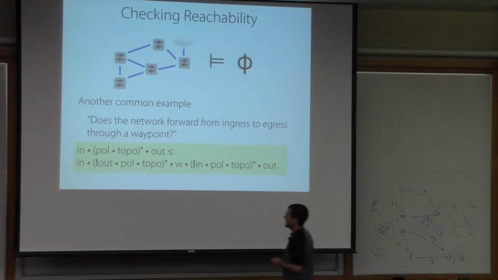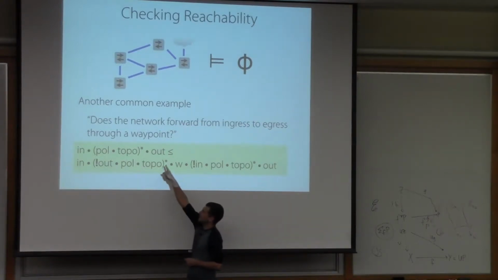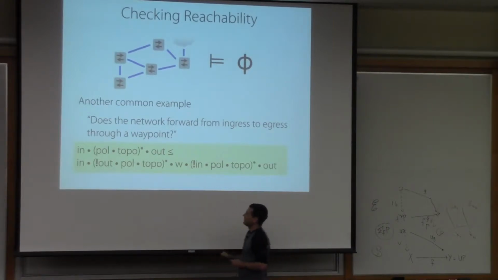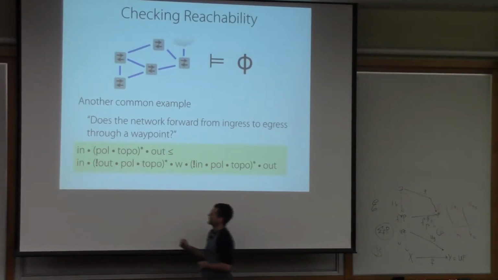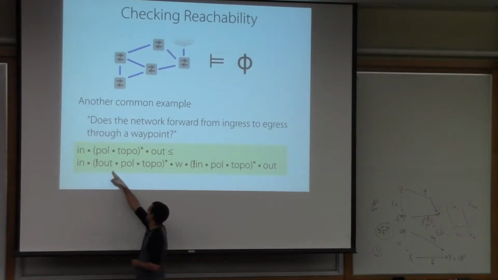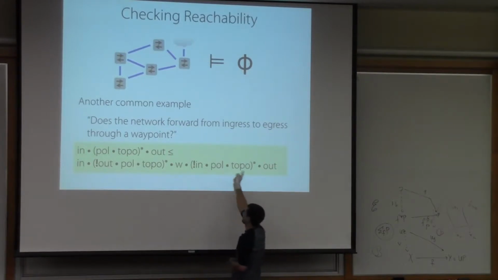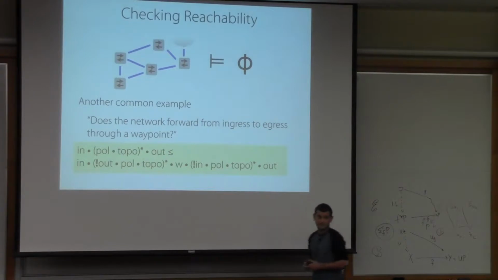And what we can do is, we again take our network model and slap in and out around it, so that captures the paths that go from ingress to egress. And then we can ask if that's somehow included in all the paths that start at the input and then go through the network without reaching the output, then go through the waypoint, and then go through the network without going back to the input, and then get to the out again.